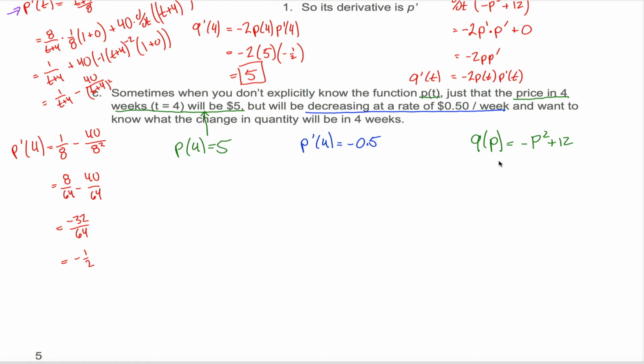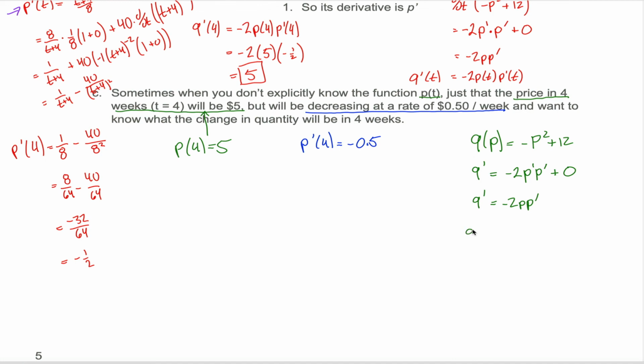We have our demand function over here, and we want to know the change in quantity, so you're thinking q prime, when the time is equal to 4. Well, I can figure out q prime by taking the derivative over here. Just remember that you're taking the derivative with respect to t. So p is a function and not a variable. So the derivative is negative 2p to the first power times p prime using related rates, plus the derivative of 12, which is still just 0. Q prime is equal to negative 2p times p prime.